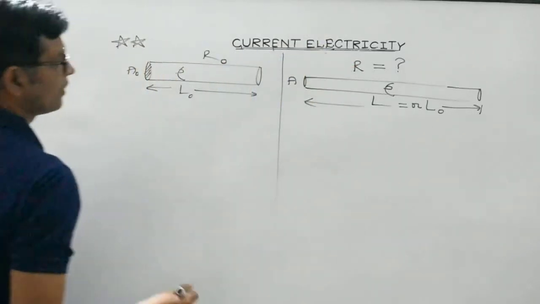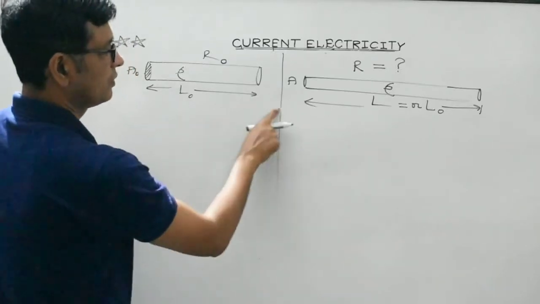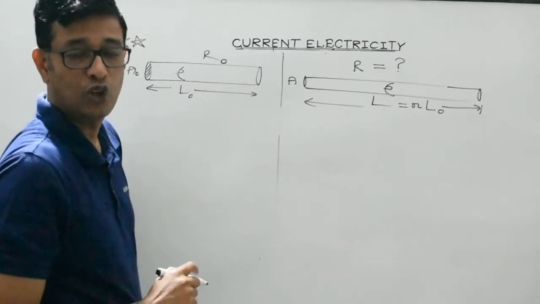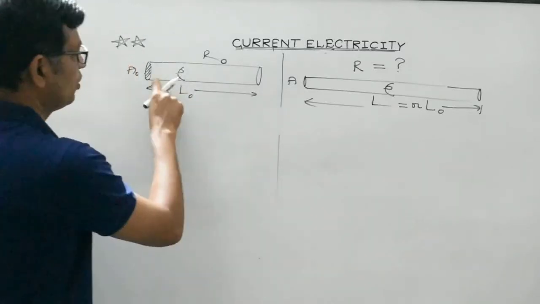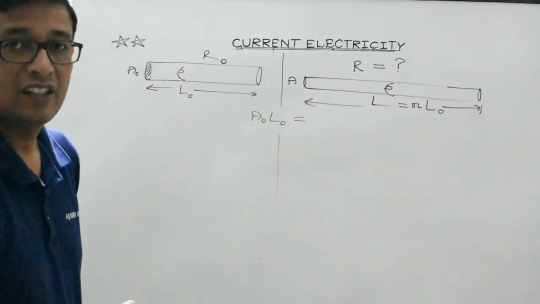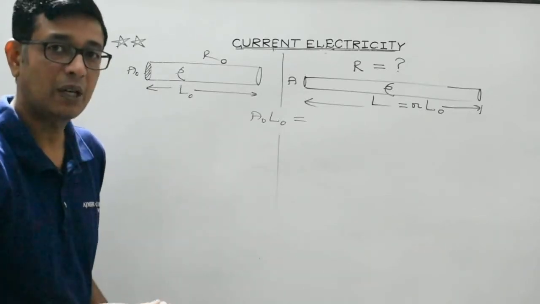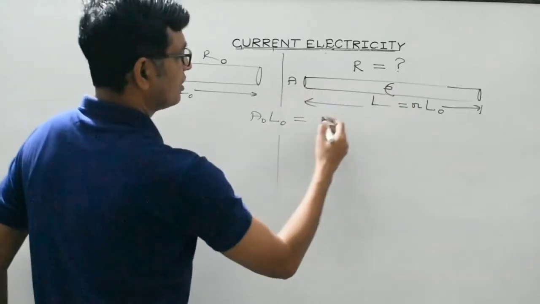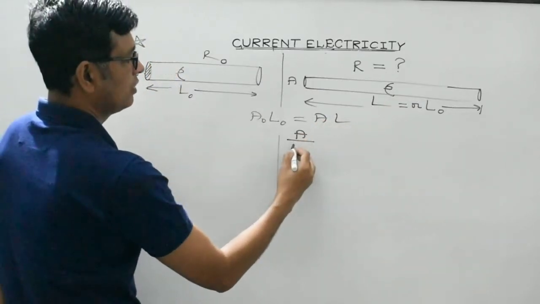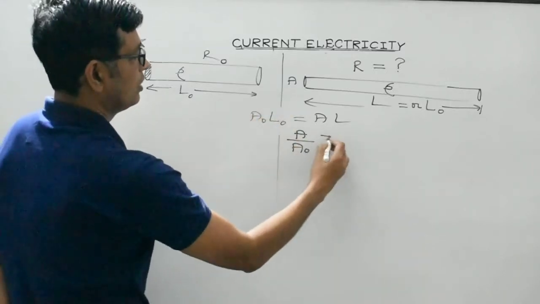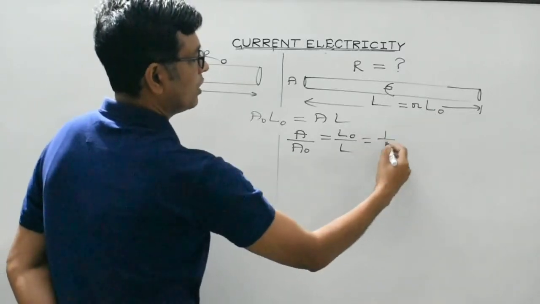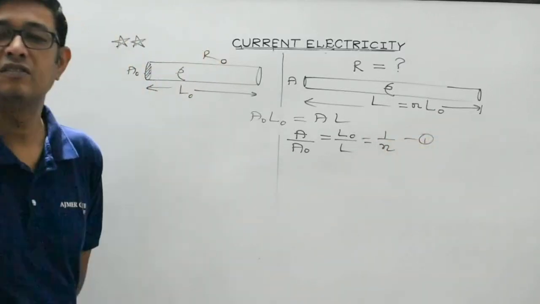So let's find out. First and foremost, what is constant in these two cases? Volume. Volume will remain constant, right? So what about the volume in this case? A naught L naught. The wire is in the form of a cylinder, and the volume of a cylinder is cross-section area multiplied by height or length. What about the volume in the new case? It is A L. So what about A by A naught? A by A naught will be equal to L naught by L, which is 1 by n. Put this as equation number 1.